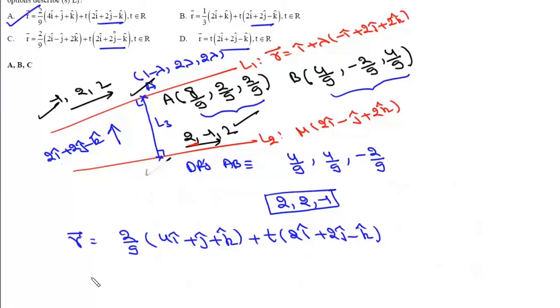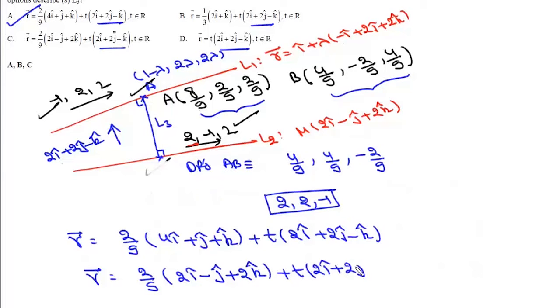Here we'll take 2 by 9 common. So we can write this equation as 2 by 9 times (2i minus j plus 2k) plus t times (2i plus 2j minus k), which is your option C. Now we need to check the other two options. So we'll write this equation in scalar form.